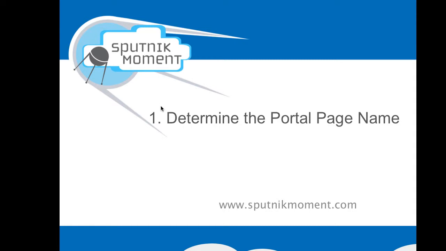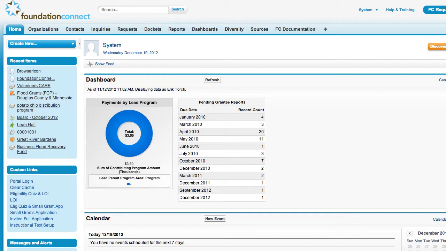The first step to adding instructional text is determining which page on the portal you wish to add the instructional text to. Instructional text records are created in Salesforce and reflected on your FoundationConnect portal. From your Salesforce screen, you should have a link called Portal Login in the Custom Link section on the left sidebar. Click on that link and log into the portal.